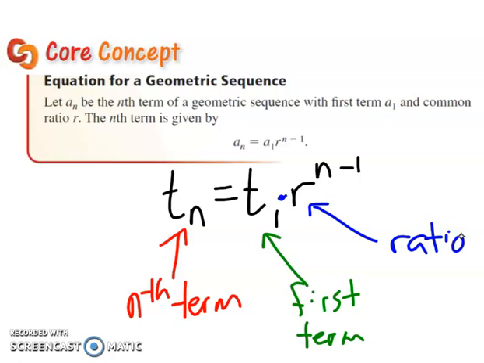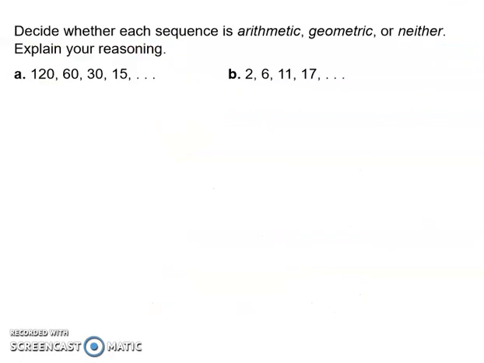All right, so great job so far. Let's put it into practice. But real quick, let's decide whether each sequence is arithmetic, geometric, or neither, and explain your reasoning. So try it out the best you can, pause it, and then resume when you're ready to hear my explanation at least. All right, so in here, for A, we have 120, 60, 30, 15.